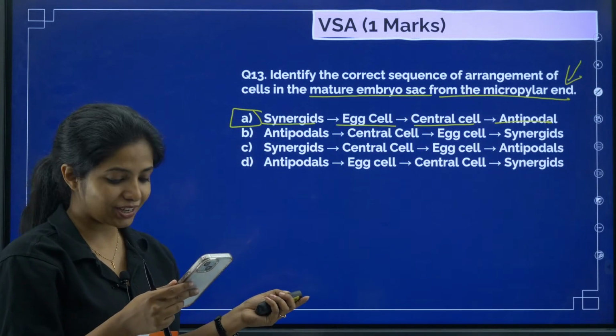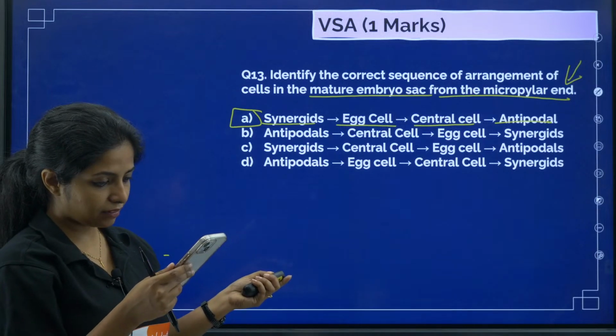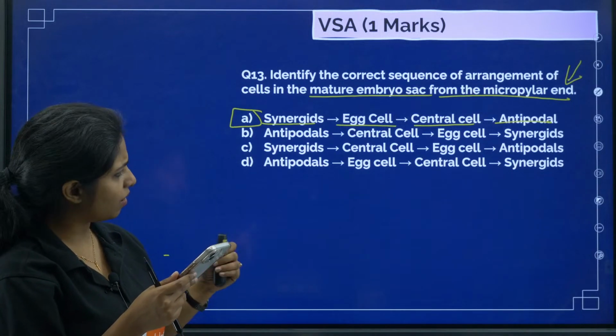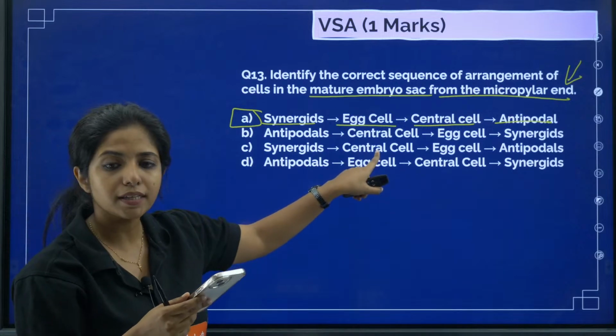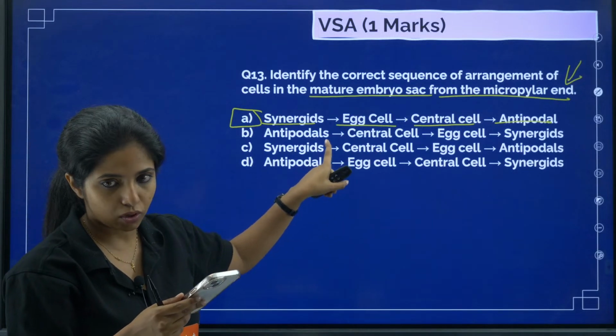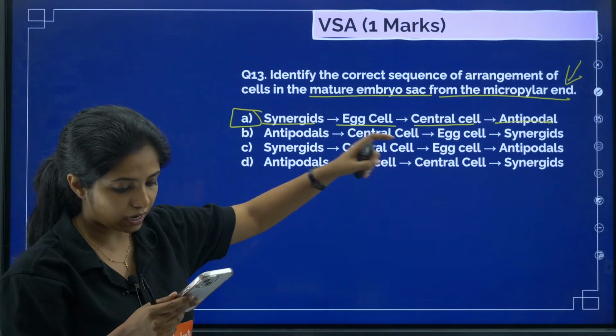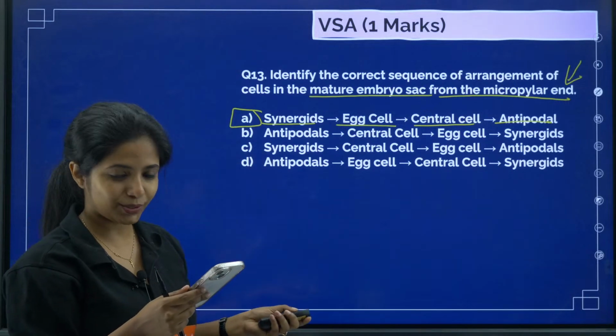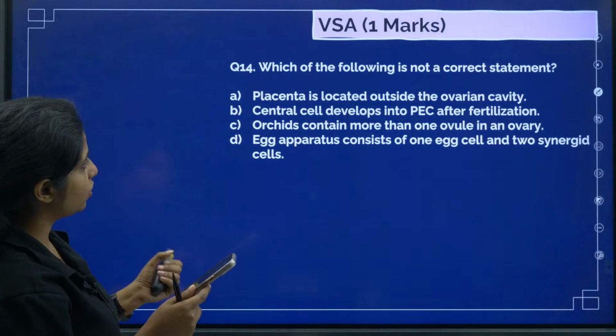Vinu vlog, someone new, 13A. Creative class says C. Baba, after synergid, how can central cell come? It will be the egg cell, no? So the central cell comes after that, okay? So, 13A is great, you all got it correct.